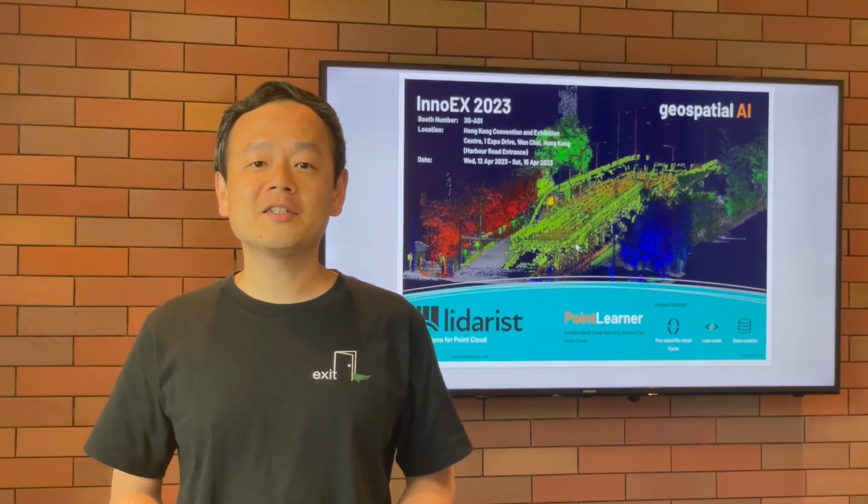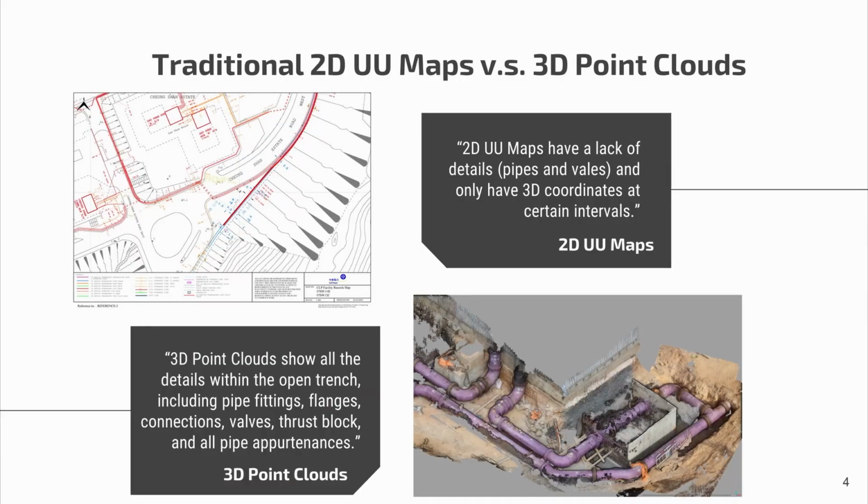So what are the existing problems? In the current underground utility records, especially those in Hong Kong, most of the records are stored in 2D maps. Pipes are represented as 2D polyline features, and valves are pinned as point features. Occasionally, elevation information can only be displayed at several intervals.